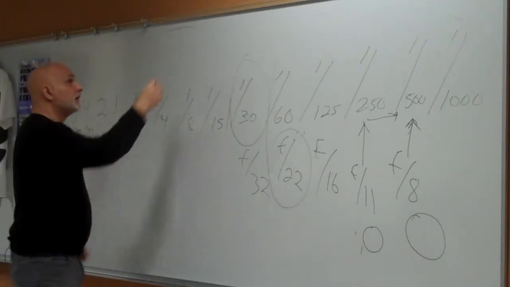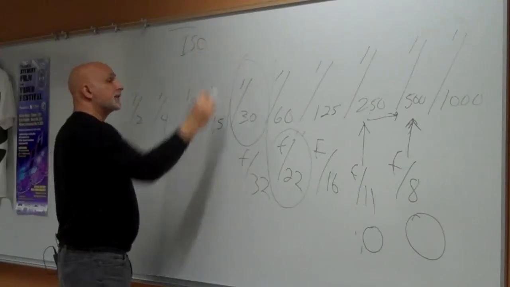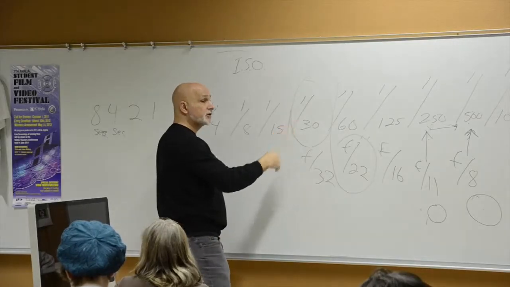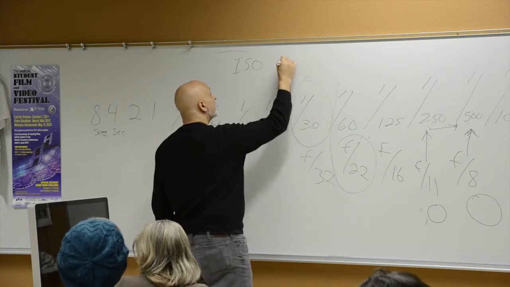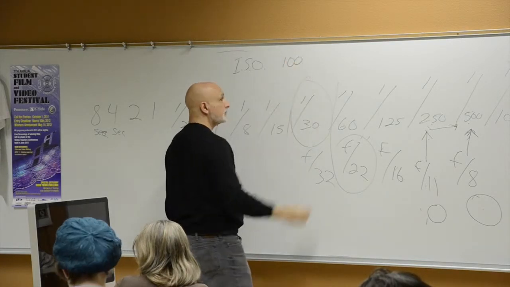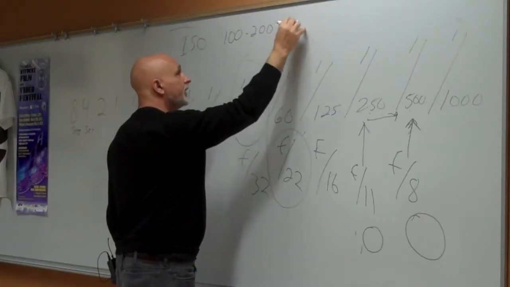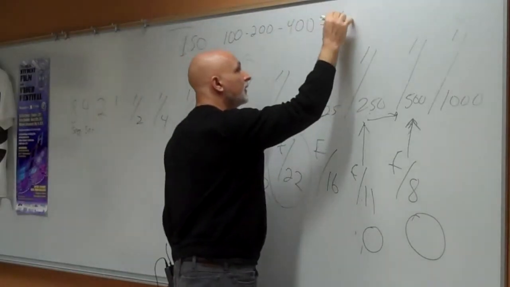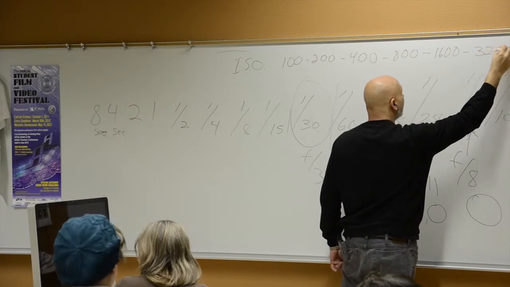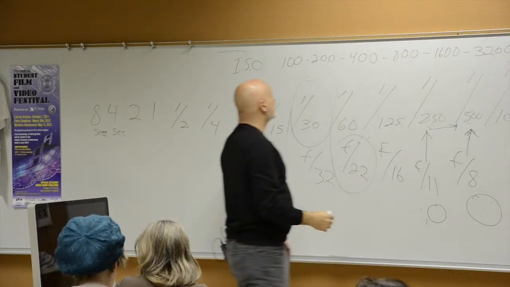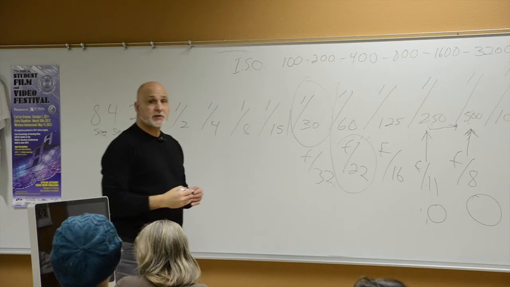So, here are your ISOs. ISOs are just as simple as shutter speeds. It's just like shutter speeds. They usually start at 100, and then they just keep doubling. Okay, I could keep going. Usually, though, those are the ones that you're going to get on your cameras.